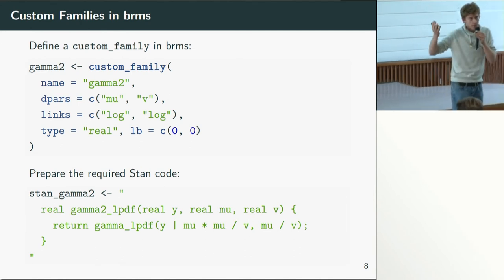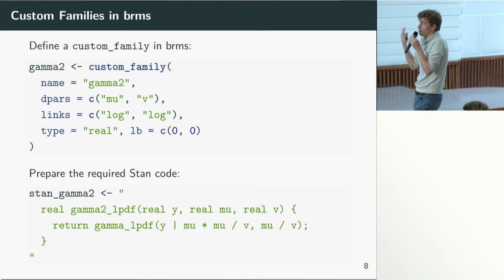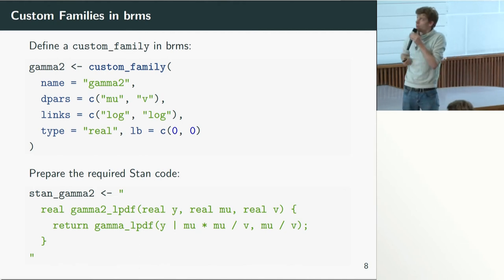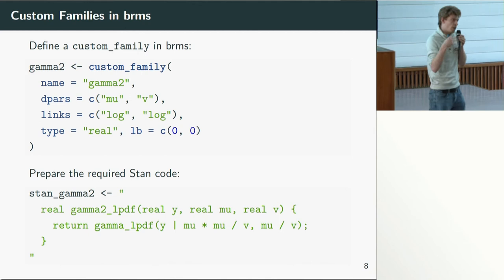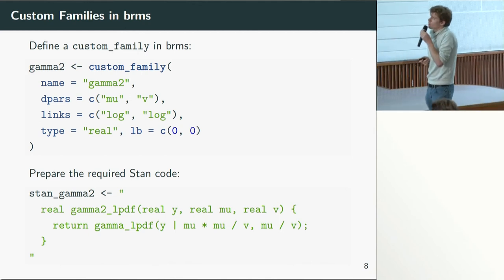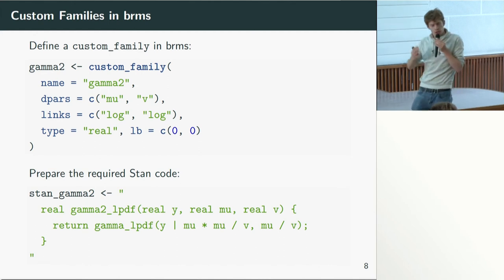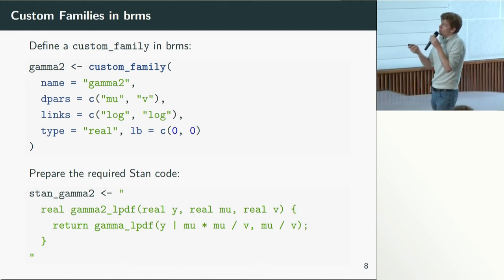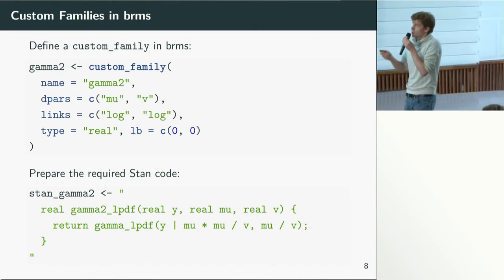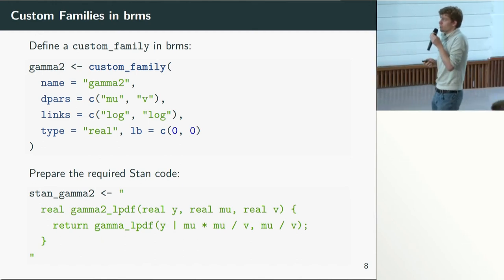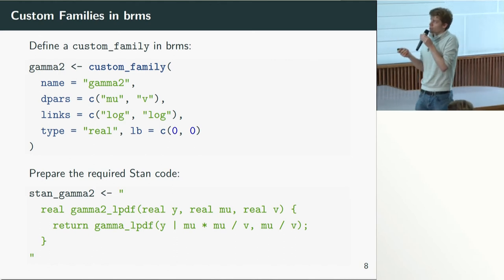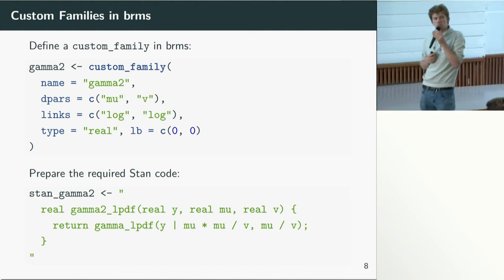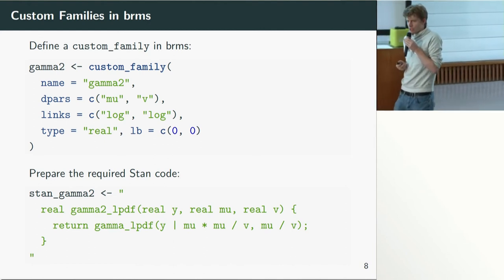Then we specify the distribution parameters, dpars, which are mu and v, just our own choice. And we specify the link functions we want to use: the log link, or the exponential transform, for both of those parameters, because both the mean and the variance are positive. We also say what kind of response distribution we have. Is it real or integer valued, so is it continuous or discrete? It's continuous, so we call it real. And we say that both mu and v have a lower bound of 0. We don't actually need that, just for completeness here. And because we are working in R, we put our custom, user-defined Stan function into a string, to be able to use it from R. That's basically what we need.